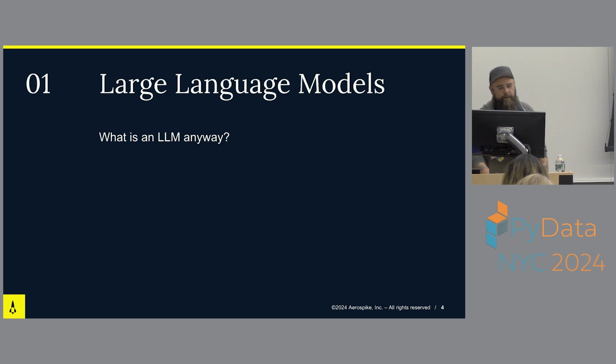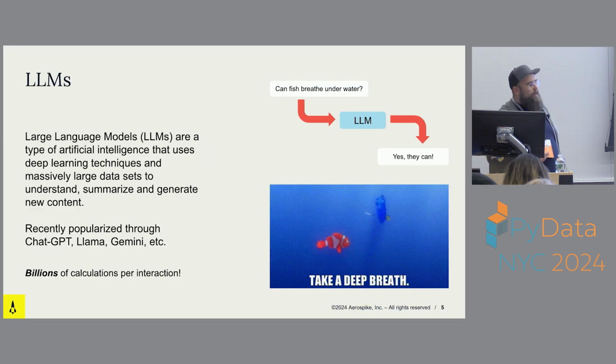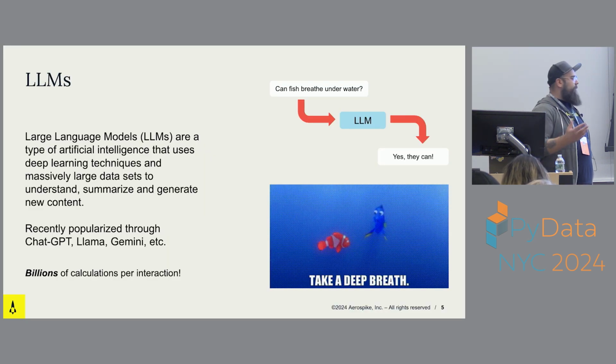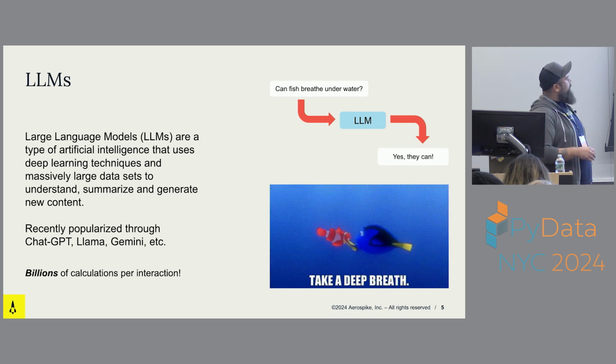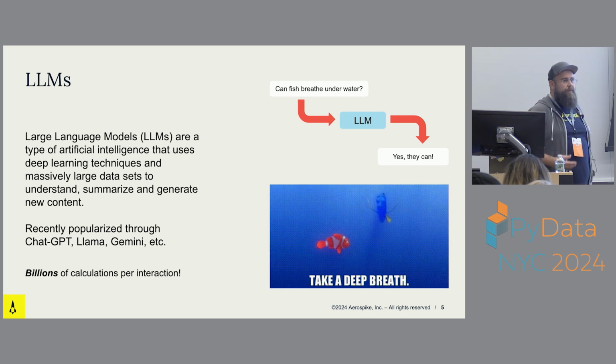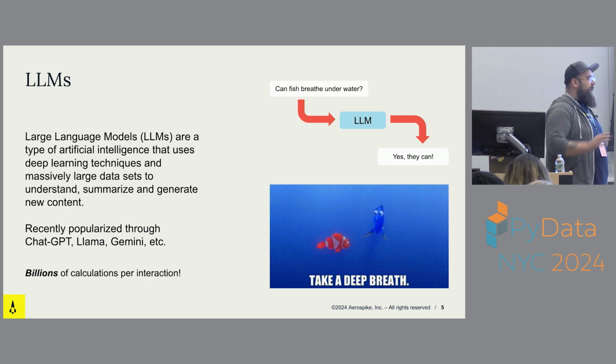Cool. So LLMs, large language models, what are they anyway? It's a type of artificial intelligence. We use machine learning models to create these prediction models. I feed it a bunch of things called tokens, and then it predicts what the next token is, and these are generally words.